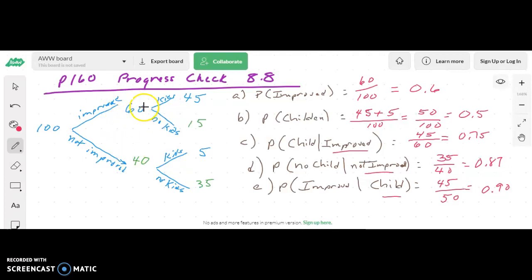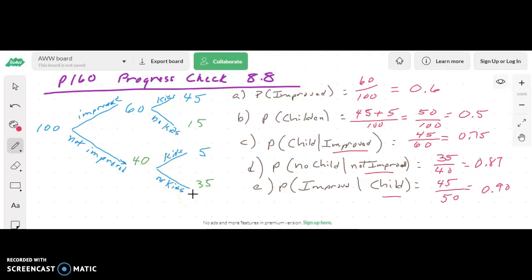And again, of these 60, 45 of them had children, so therefore the remaining 15 did not have children. So in green, I deduced that since 45 out of the 60 who found improvement had children, the remaining 15 did not. And then down here, I knew that 60 of the 100 found improved relationships, so the remaining 40 did not. And of these 40, they told us that 5 had children. Therefore, the remaining 35 do not.